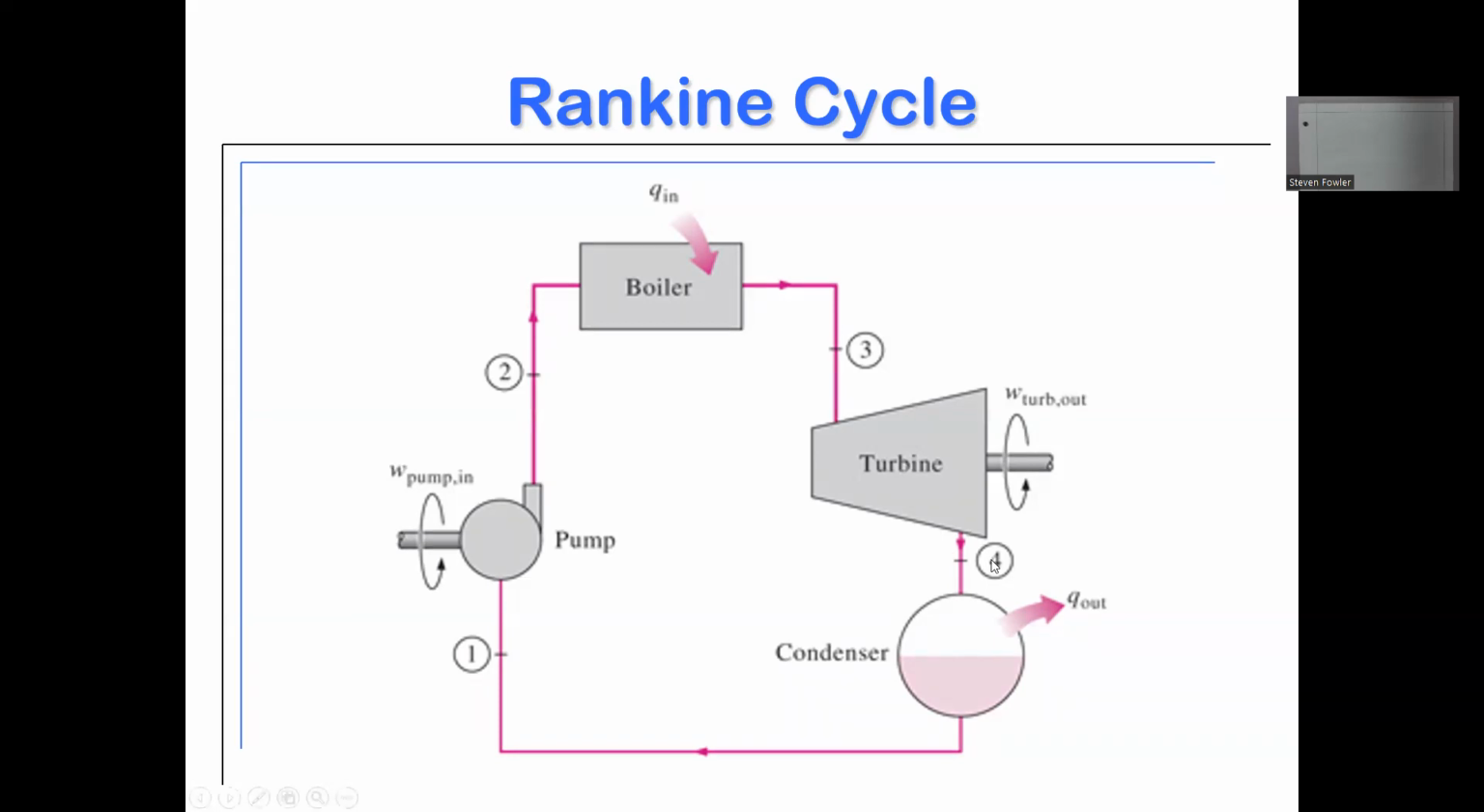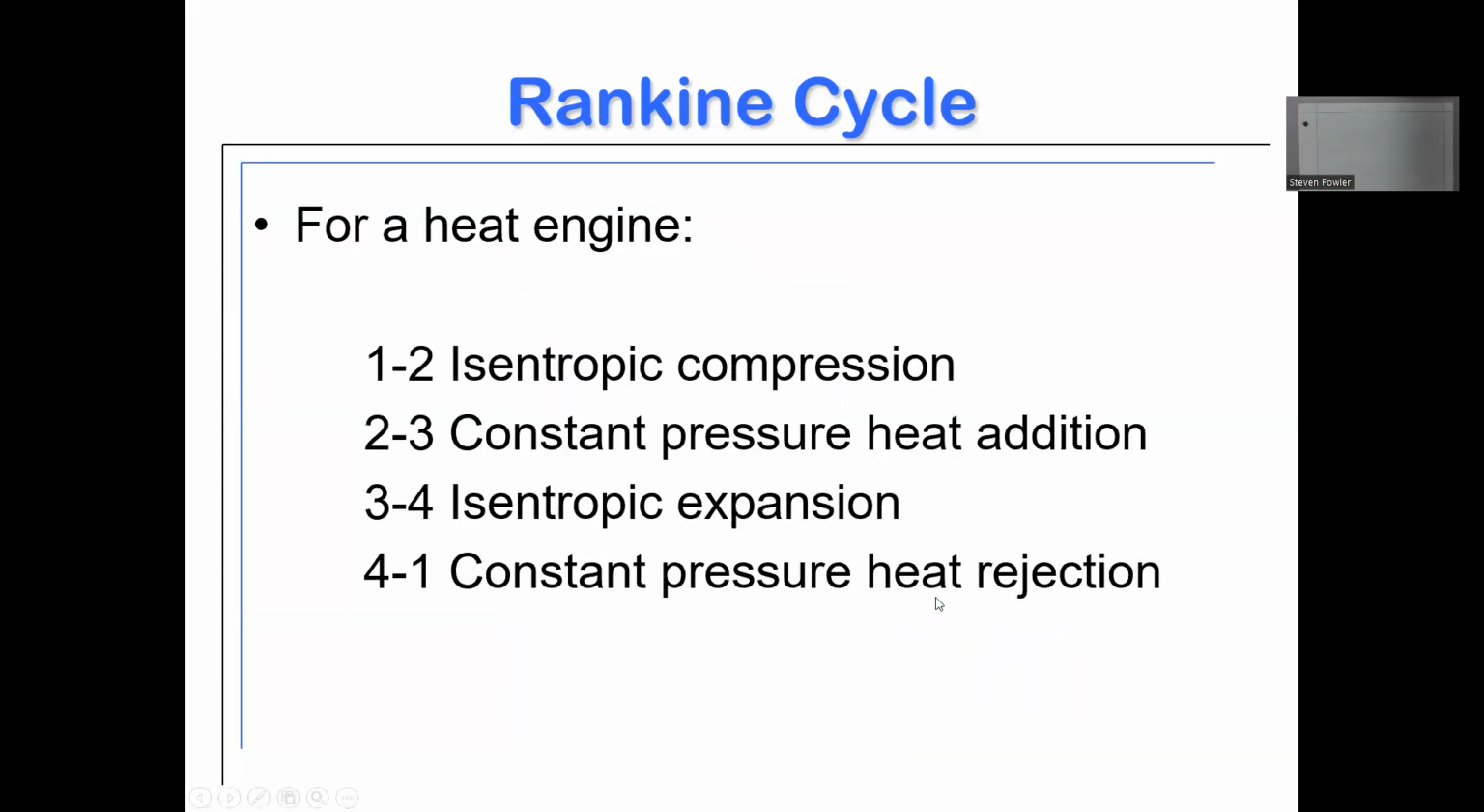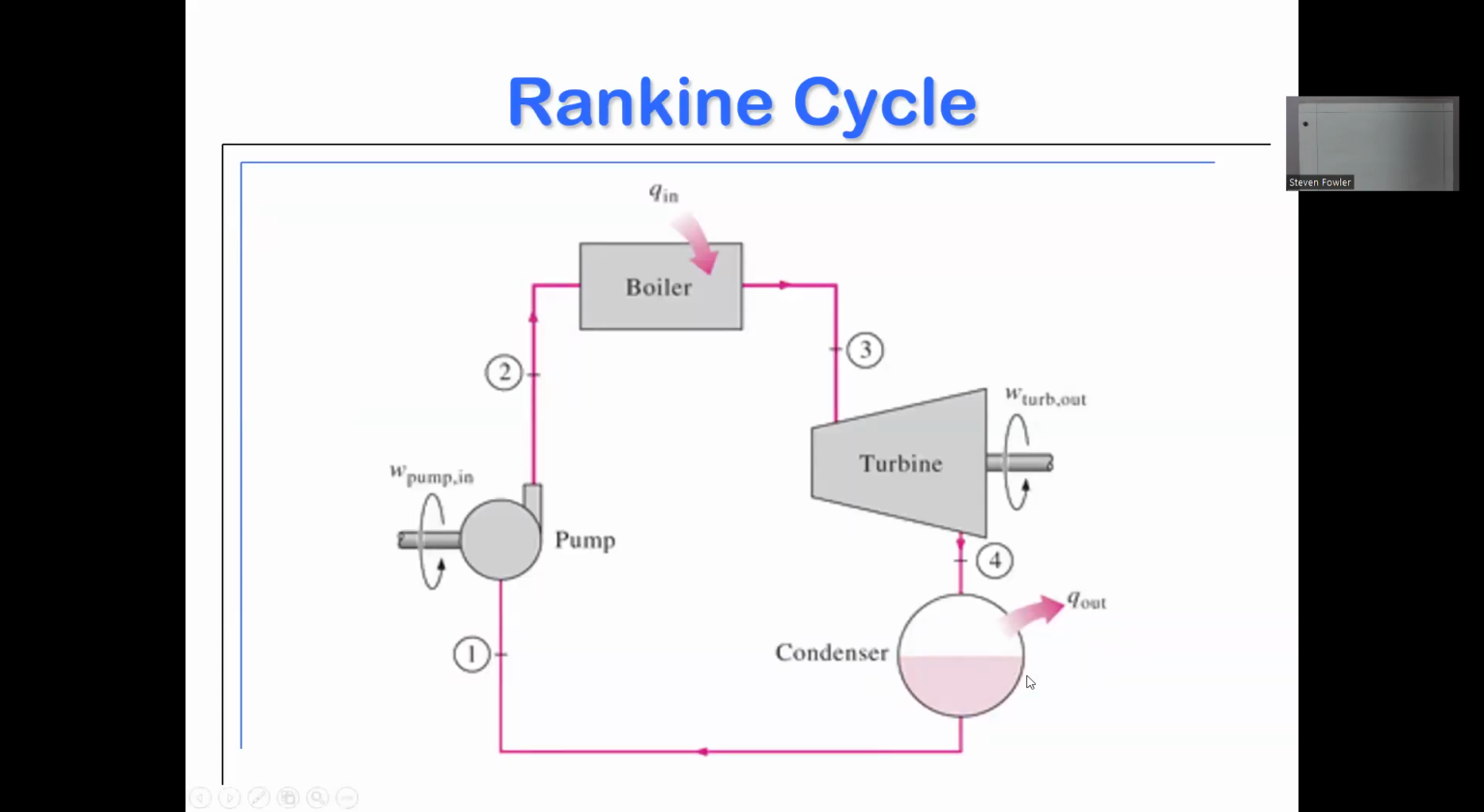But again, coming out at the very least as saturated vapor, or probably some mixture, at 4 at a low pressure. And then again, constant pressure heat rejection. So in the condenser, a low pressure mixture comes in, loses heat, and cools down, getting condensed all the way down to liquid form. So I've got low pressure liquid in the condenser, ready to go back into the pump at state 1.